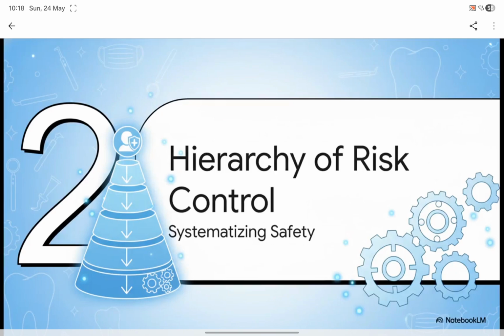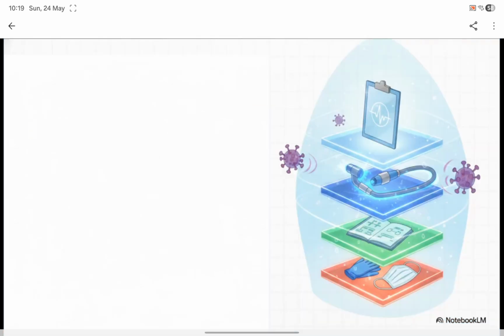Moving right along to Section 2, the hierarchy of risk control, or how we actually go about systematizing safety. Managing hazards is really all about a structured, layered approach. Honestly, your absolute best defense is just eliminating the risk entirely, like screening and deferring treatment for contagious patients long before you even reach for your gloves. If you can't eliminate the risk, then you step down to engineering controls, like high-volume evacuation, followed by administrative controls, and finally PPE as your ultimate last line of defense.